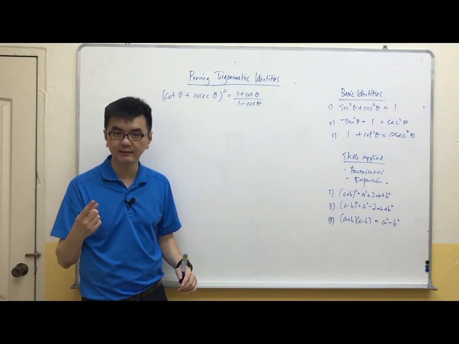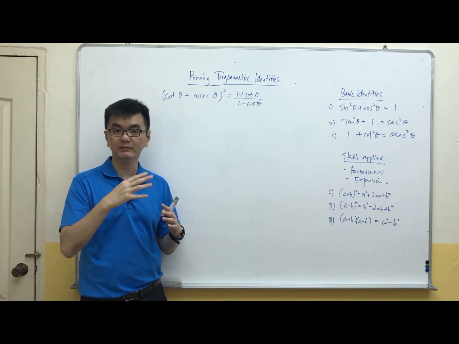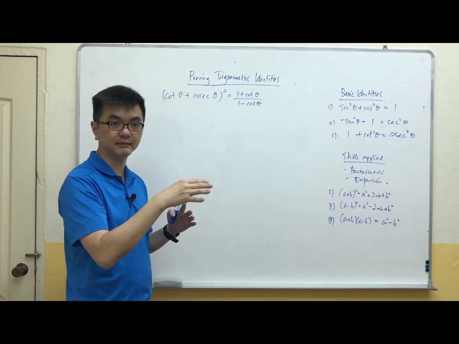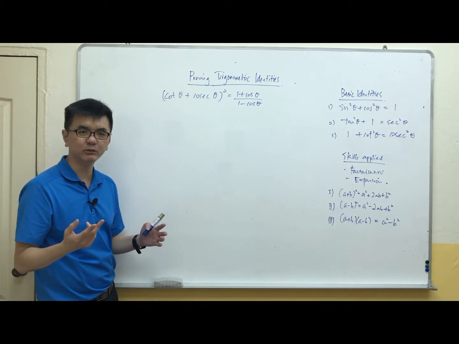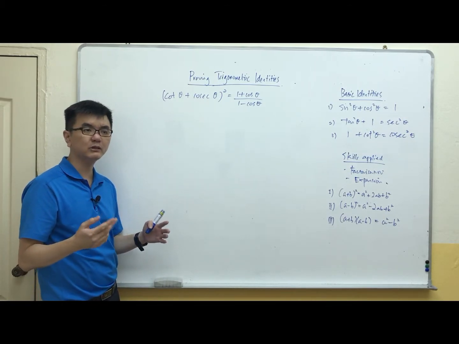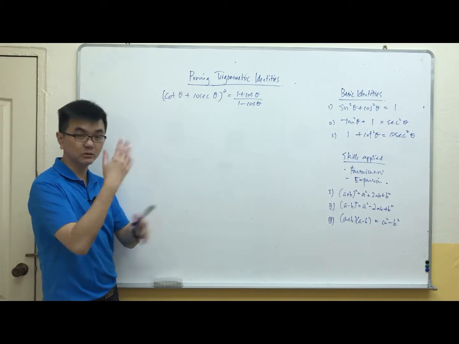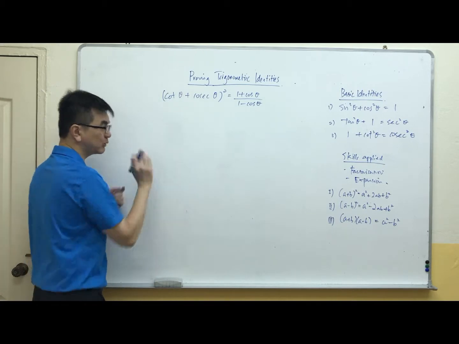The first guideline is we're going to start from the more complicated side and simplify towards our target side, which is the more simplified side. The second guideline is we're going to make use of identities to help us perform that transformation. Let's start from this question.